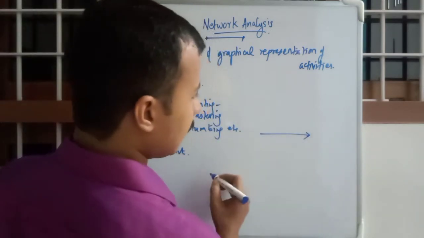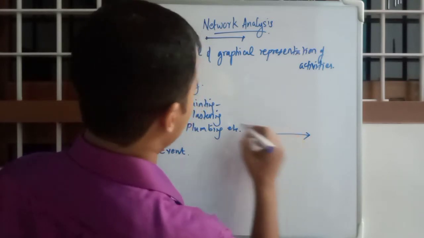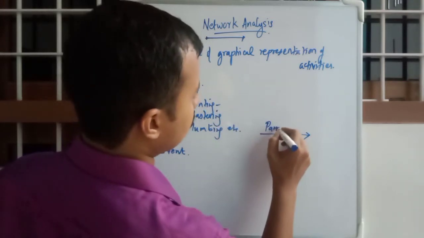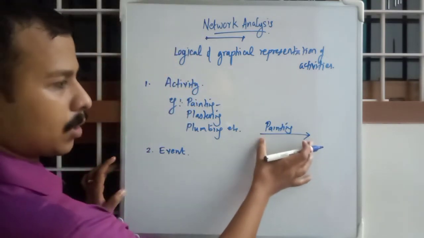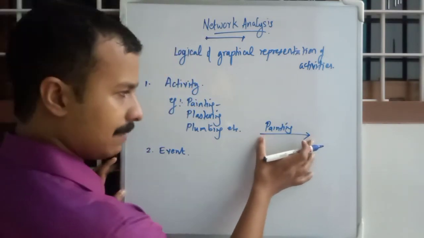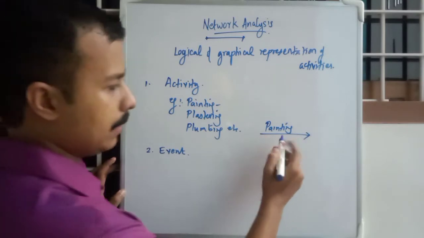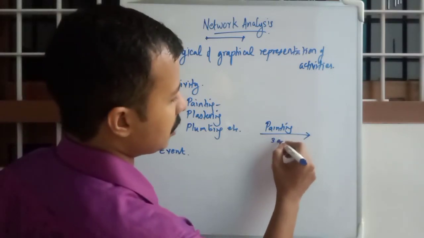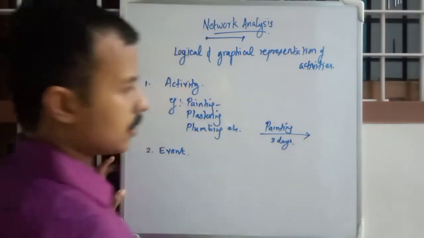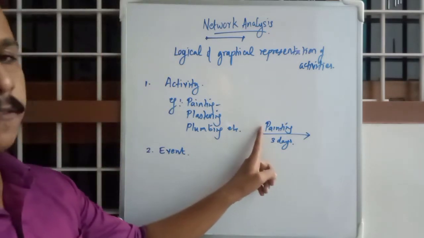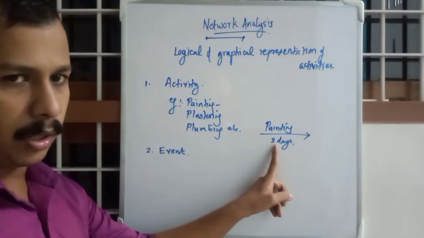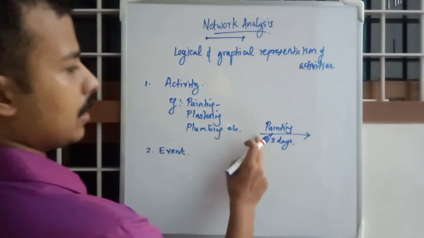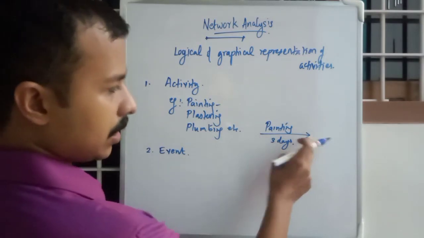Okay, for example, if this is an activity, for example it is painting. Okay, this arrow represents an activity of painting, and suppose the duration is 3 days. We usually represent the description of that activity on the top and duration at the bottom. Okay, so it starts at 0 and ends at 3 days.